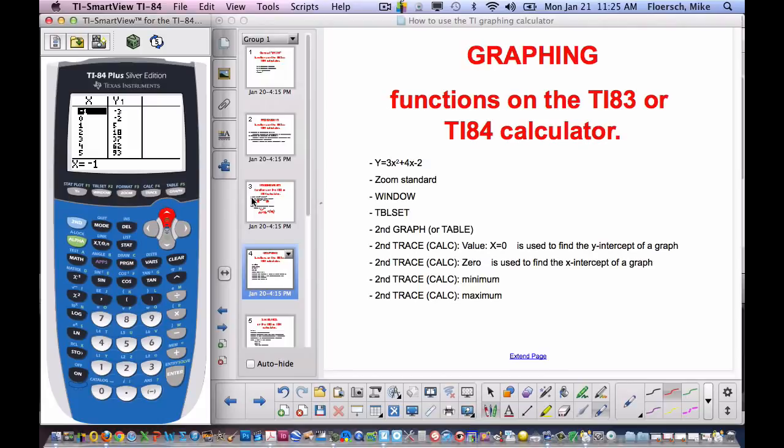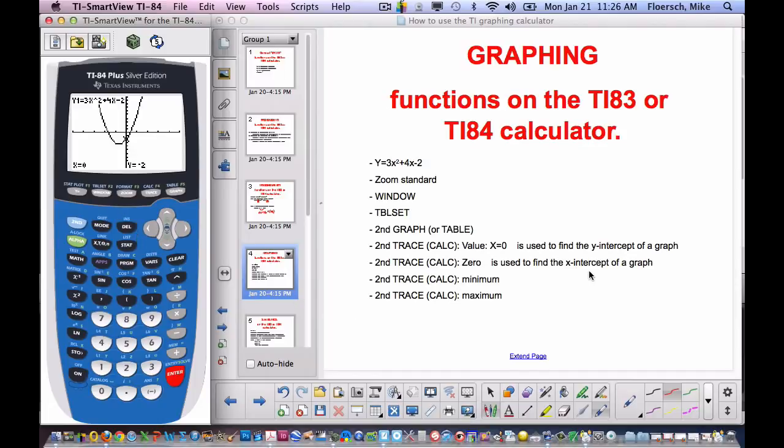Now if I want to find the y-intercept of a graph, I go back and look at the graph. The y-intercept is where the line intersects the y-axis. I want to find this point right here. It could be a decimal, I don't know. So I'm going to do second trace, which gives me the calc. I hit the value key, number 1. It'll come here in the corner and say x equals, and we want x to be 0. Then I hit enter, and it moves the cursor and tells you that the intercept is at 0, negative 2. That would be my y-intercept.